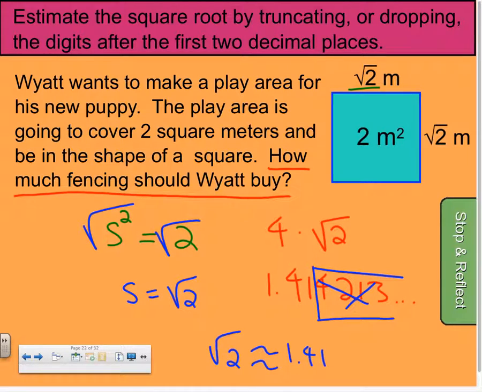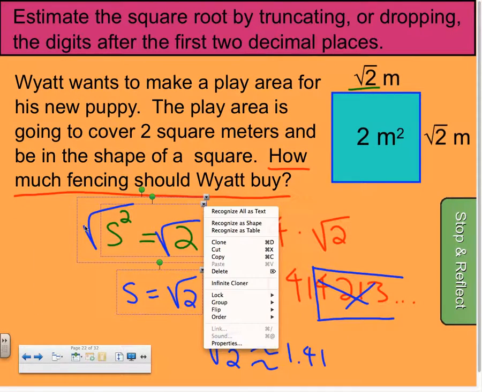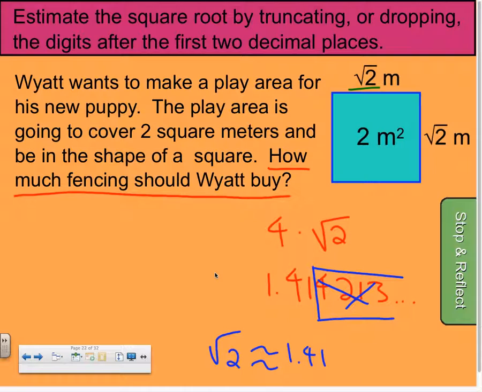So now I have my approximation of the square root of 2. What am I going to do? Okay, well remember, I'm trying to find the perimeter. So I need 4 times 1.41, which is going to get me 5.64. So I need approximately 5.64 meters of fencing to fence in this area for the new puppy.